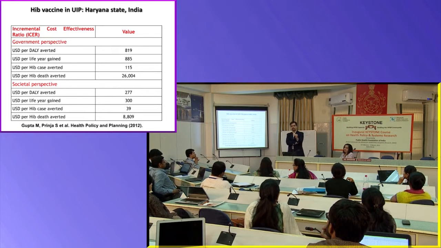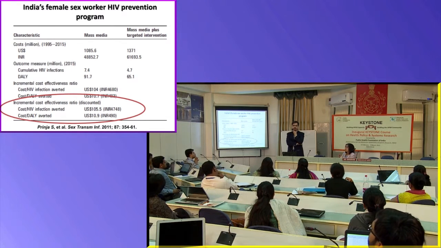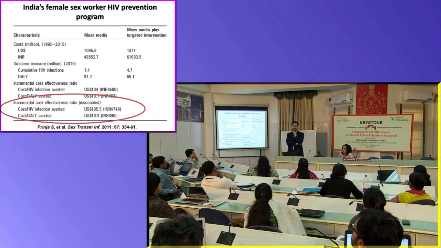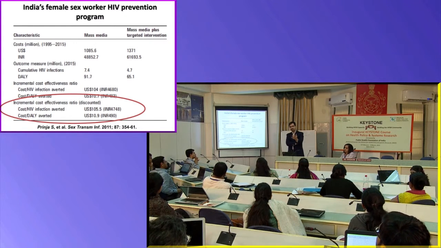DALY is now a common measure. So with a targeted intervention program, with any prevention program for HIV, what do you intend to do? You intend to educate, for example, the sex workers to use condoms when they have commercial sex activity. With higher condom usage, you expect lesser transmission of HIV. Even if there is an HIV positive client or an HIV positive sex worker and she has sex with a client, there is not going to be transmission of HIV. So the outcome is reduction in HIV infections.